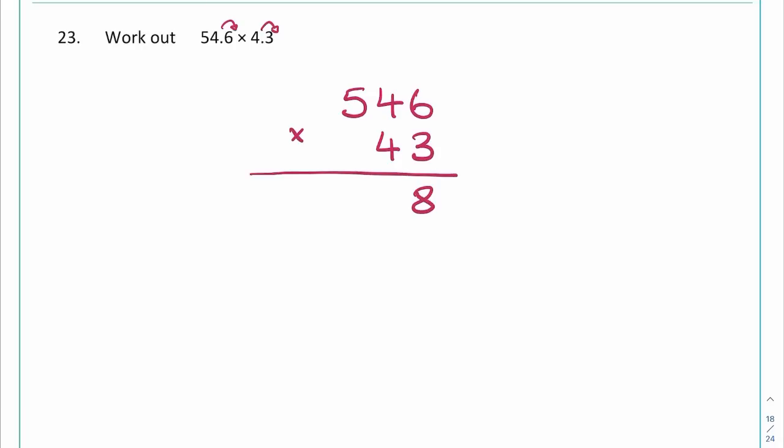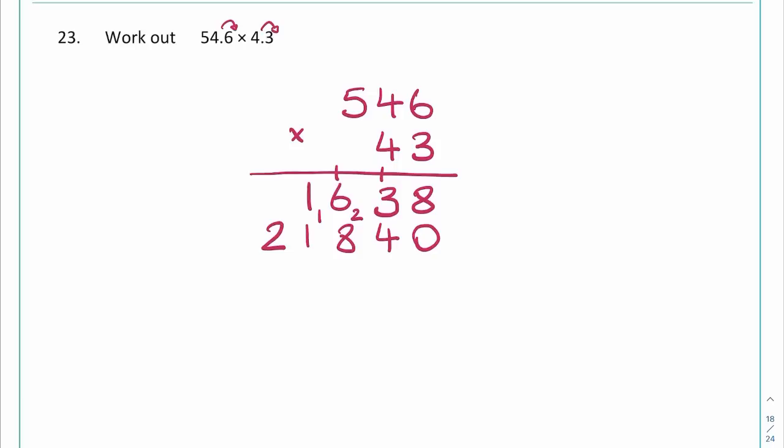So 3 times 6 is 18. 3 times 4 is 12, plus the 1 is 13. 3 times 5 is 15, plus the 1 is 16. We're now moving on to the 4, which is 40, so add in our placeholder. 4 times 6 is 24. 4 times 4 is 16, plus the 2 is 18. 4 times 5 is 20, plus the 1 is 21.